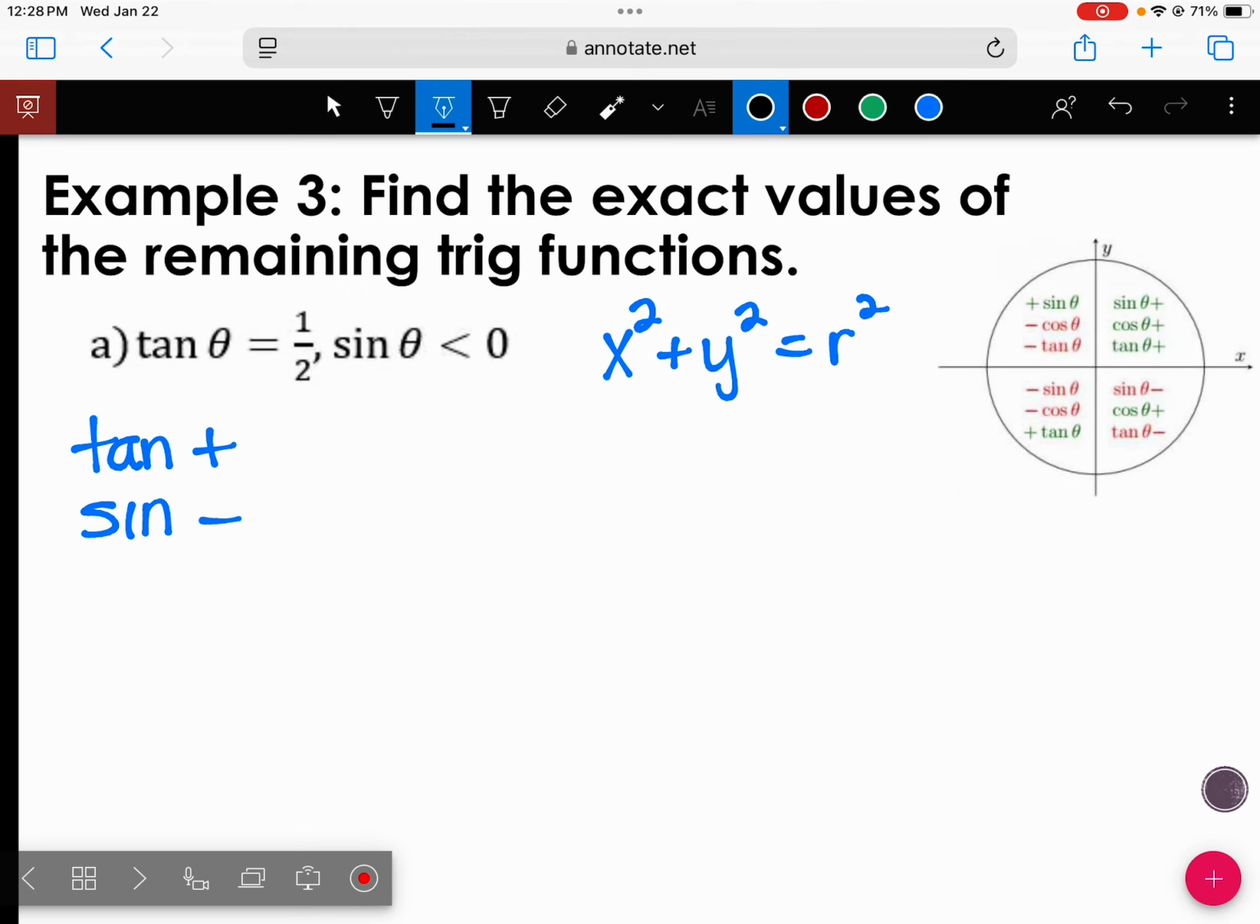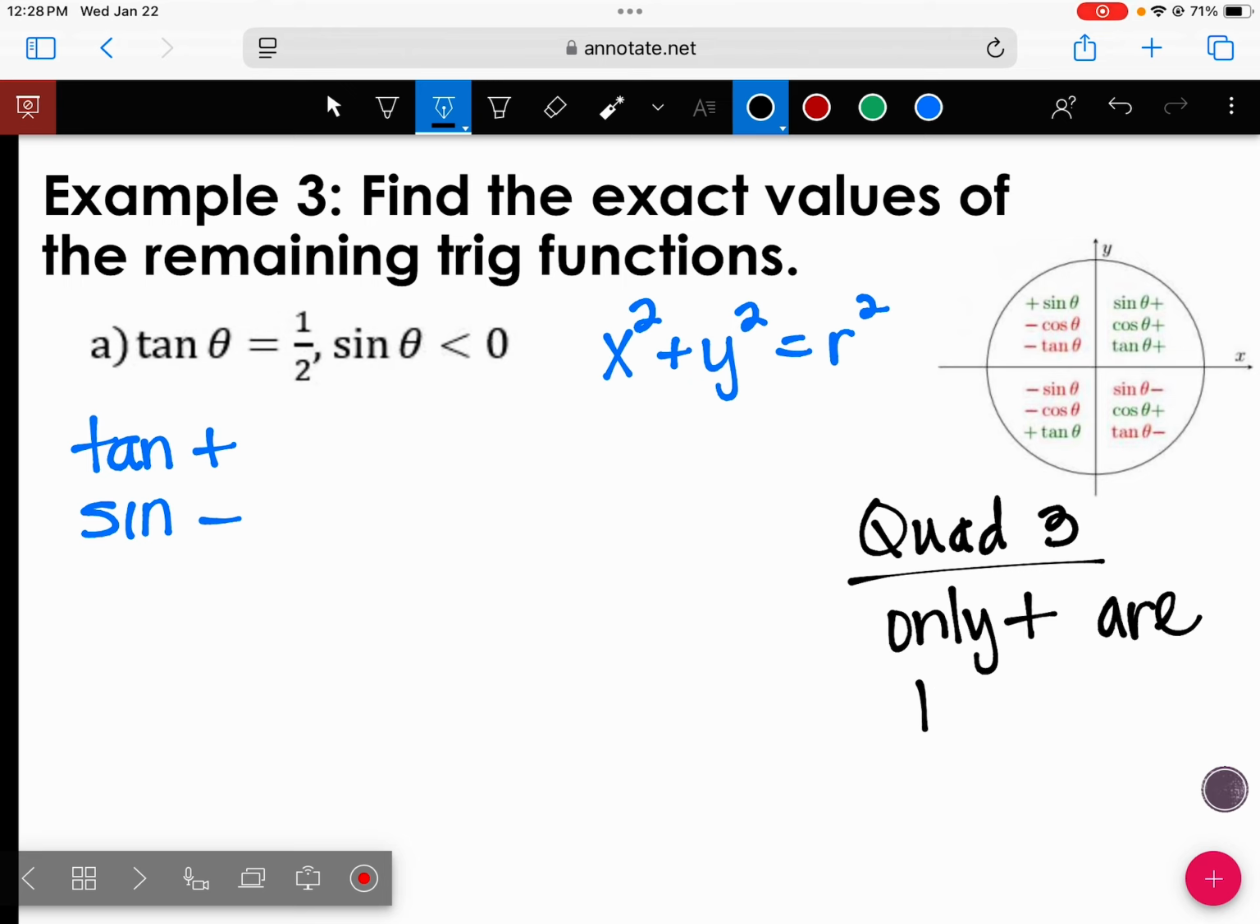So that's important to establish. We know we're in quadrant 3. And in quadrant 3, the only answers that should be positive are tangent and its sister, cotangent. Everything else should be negative.